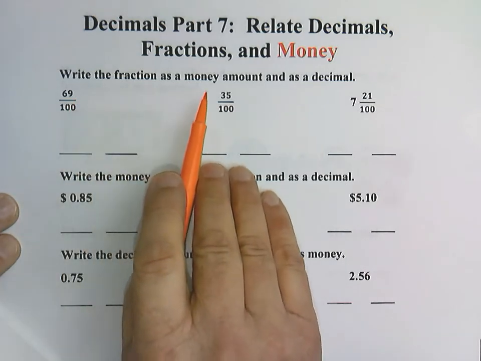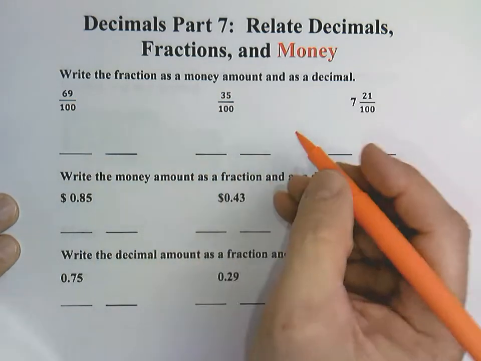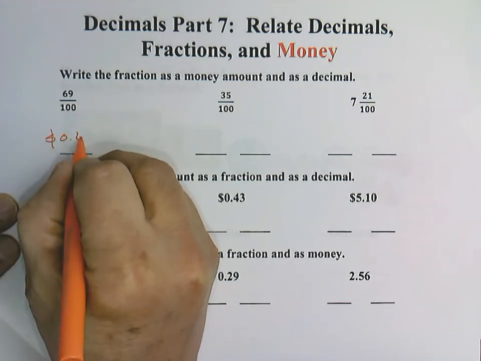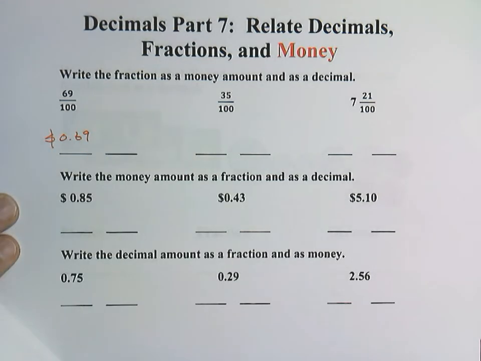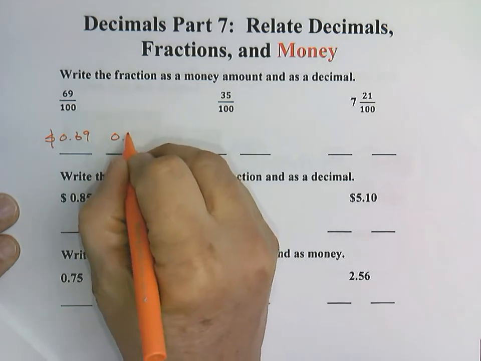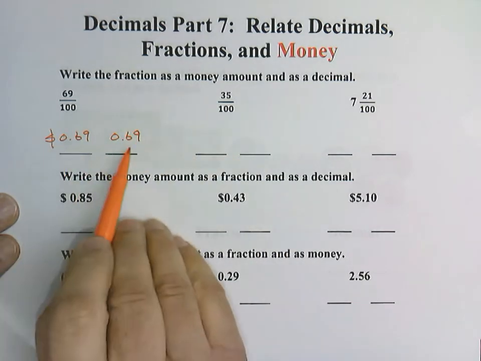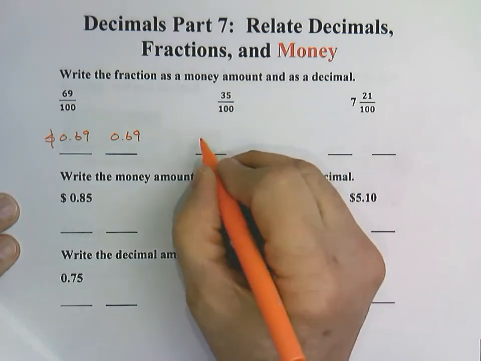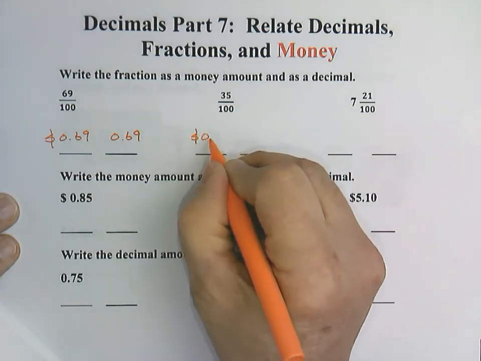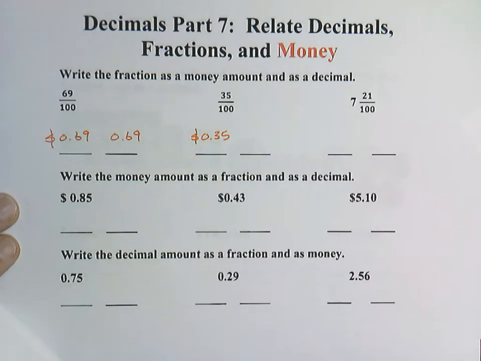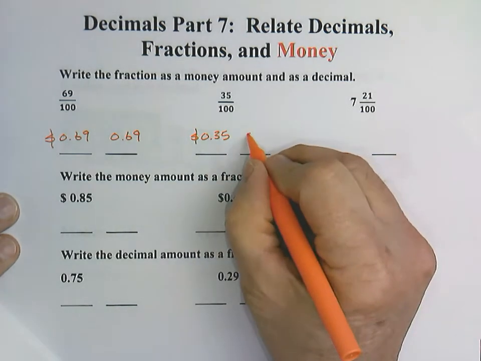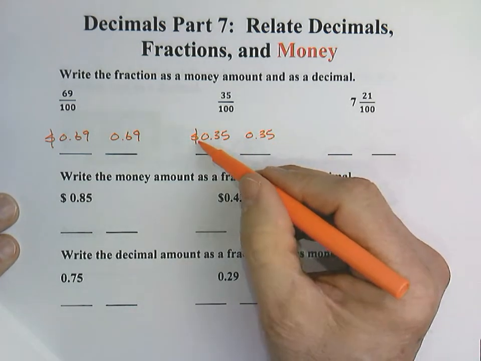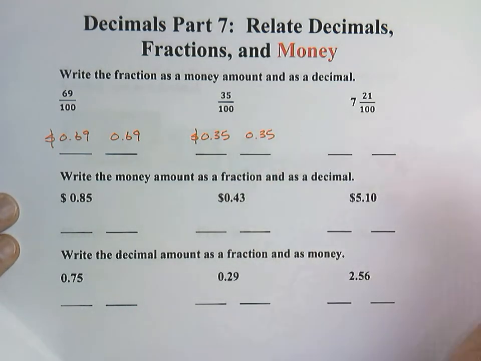Write the fraction as a money amount and as a decimal. 69 hundredths would be 69 cents, and as a decimal would just be 69 hundredths. Again, same thing except for the dollar sign. 35 hundredths as money amount we would read as 35 cents, but in decimal form we would just read that as 35 hundredths. It's equal. It just depends if you have the dollar sign or if it's written as a fraction.